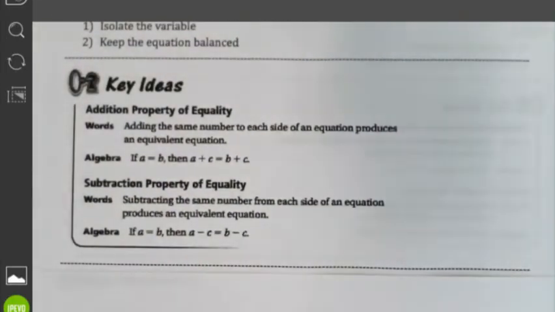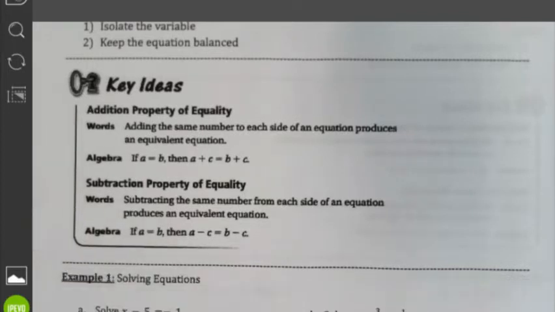So key ideas, we have the addition property of equality and the subtraction property of equality. The addition property of equality says adding the same number to each side basically just keeps the equation balanced. The subtraction property of equality says the same thing. When subtracting a number from both sides of the equation, it will keep it balanced.